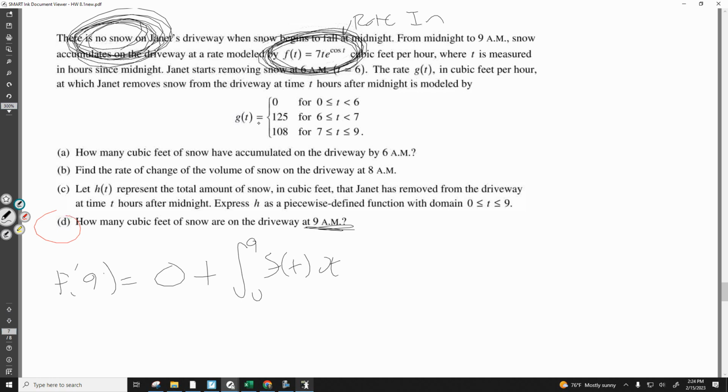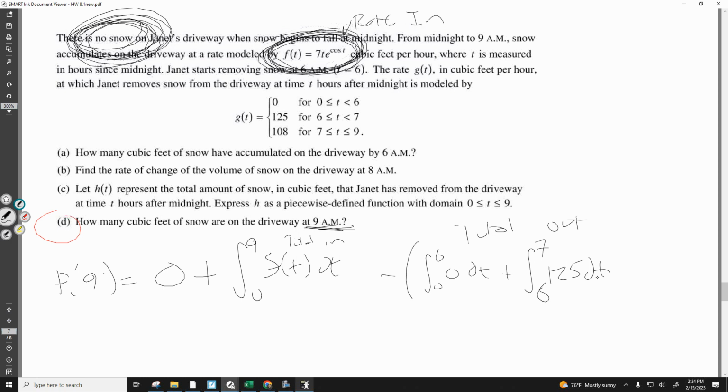Having three different rates out sometimes confuses students. But don't let it. A total out could be a rate for one time. Well, that's obviously zero. I didn't remove any snow. Plus a different rate for a different time. Can everybody type in this integral, 6 to 7 of 125? Tell me what you get. Do you get 125?